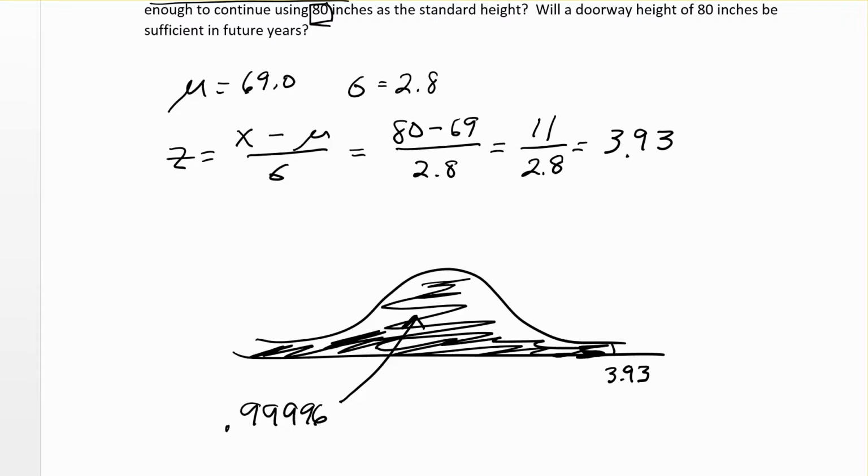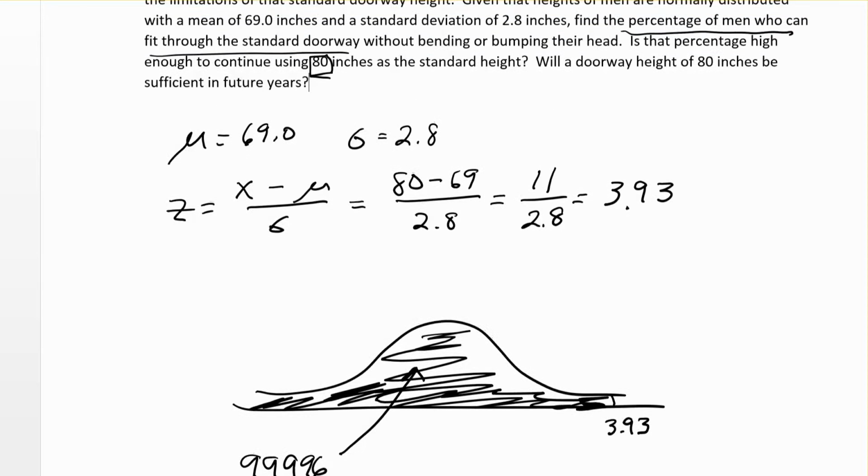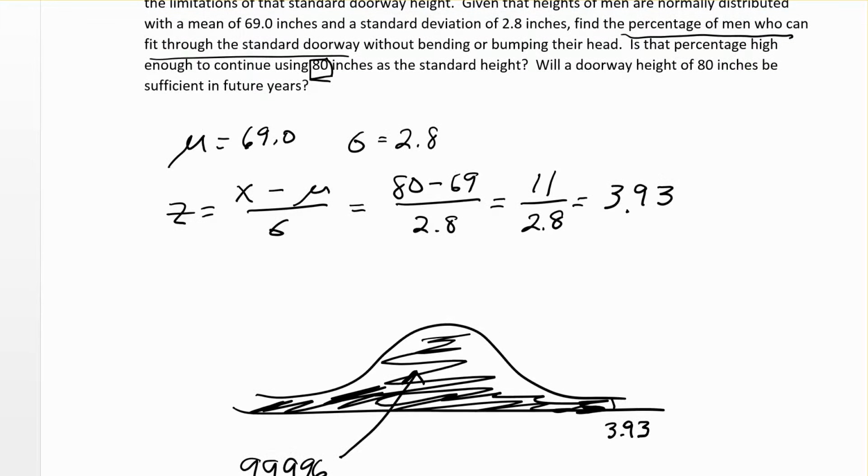So let's use that number to interpret or evaluate the question. What percentage of men can fit through the door? Well, in a percentage, that's 99.996%, so dang near 100%. Is that percentage high enough to continue using 80 as the standard height? Well, I would say yes, that nearly 100% of the men will fit through that door based on our data.